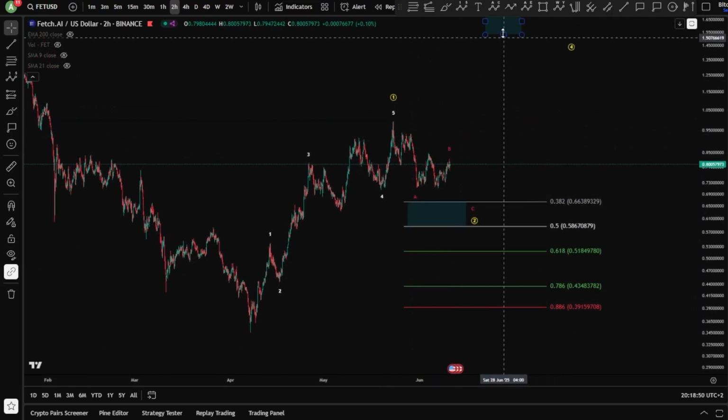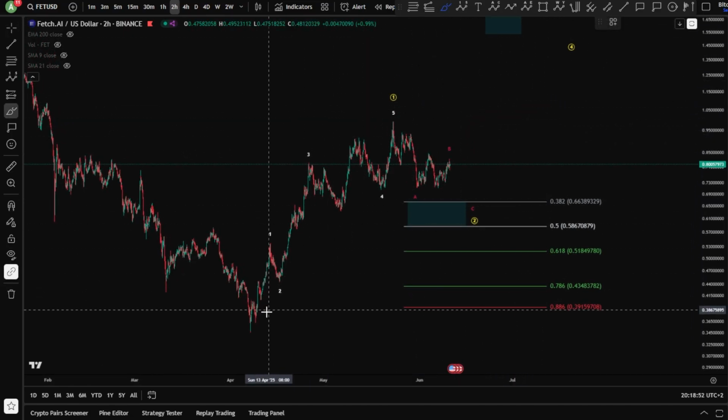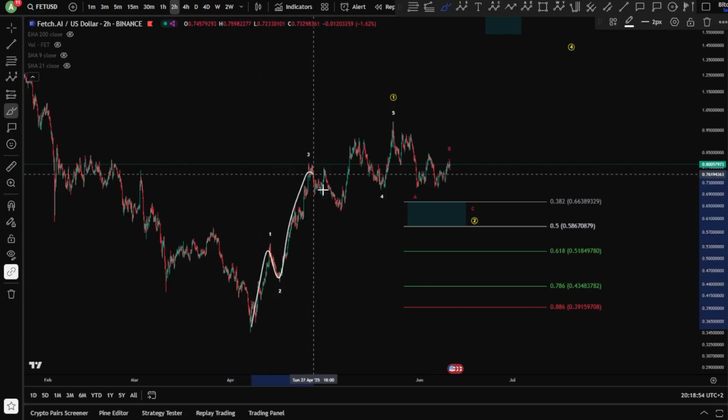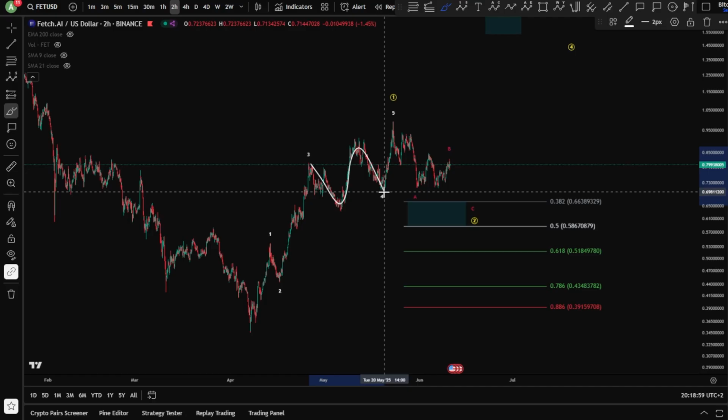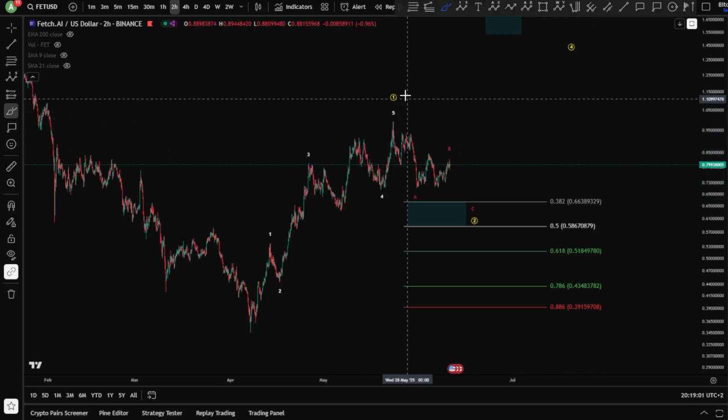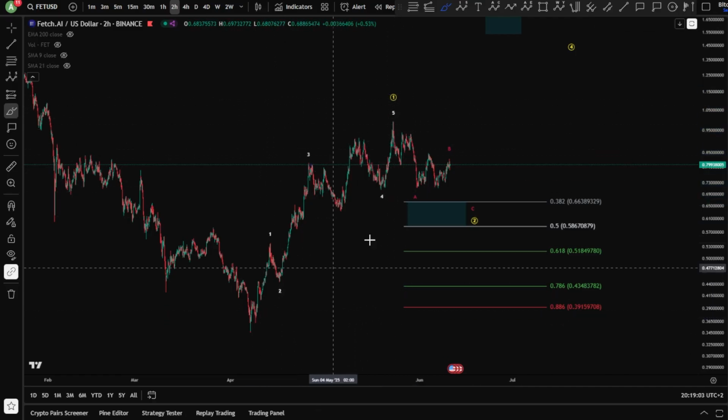We're going to start on the 2-hour chart with this bullish scenario where we have probably a 1, 2, 3, 4 and a 5. The wave 4 is a running flat, of course, finishing a wave 5 to finish a wave 1 as an impulse.